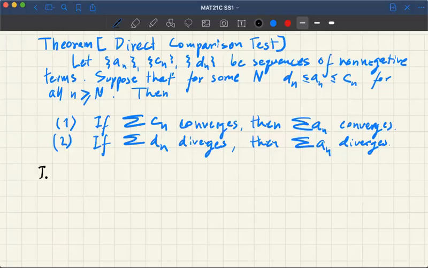And a more precise idea of the proof is to use the monotone convergence theorem. Idea of the proof is to use the monotone convergence theorem.